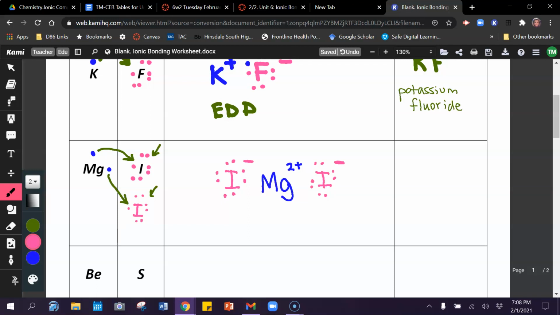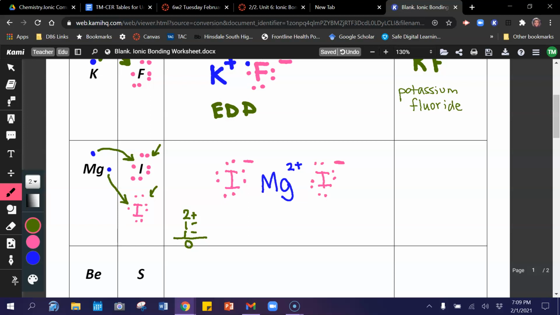There. Now, let's just take a look at our charges to make sure that our compound here is neutral. Well, I have a 2+, I have a 1-, and I have another 1-. And if I were to add all of these up together, and you could even do that in your calculator if you want, I would get 0. Which means that my total charge for my compound is 0.